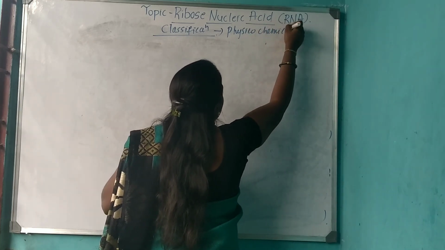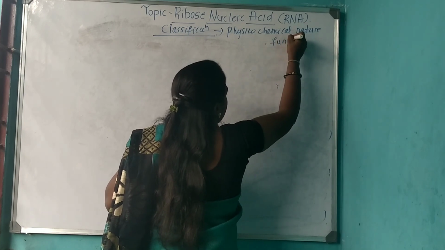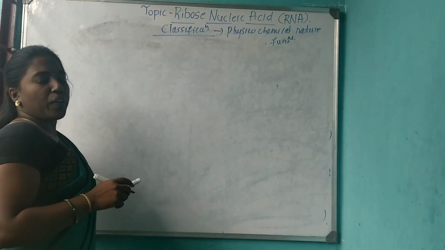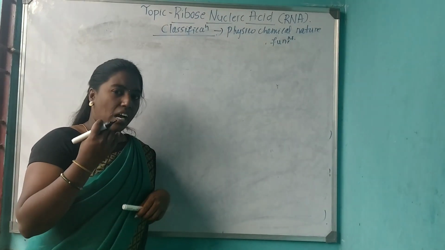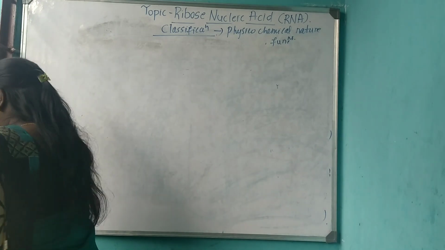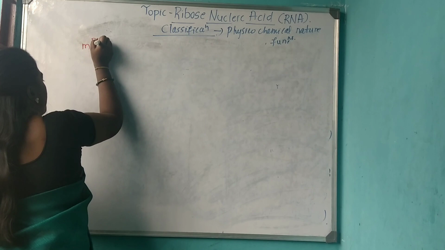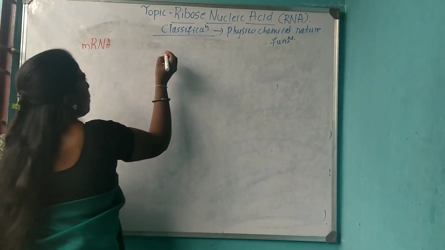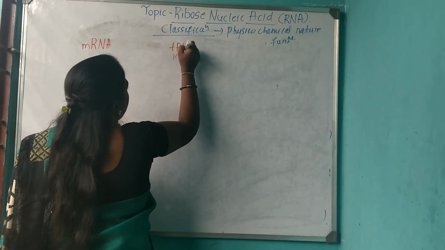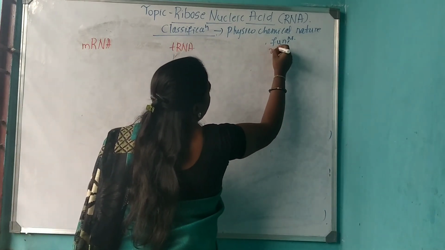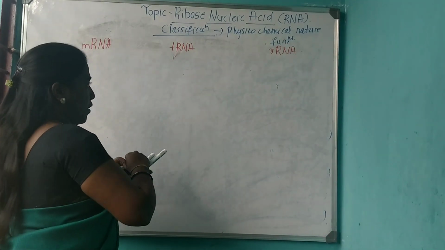Physico-chemical nature and their functions. Regarding their functions, we have majorly three types: mRNA, tRNA and rRNA. These are the three different types. Let us see them one by one.